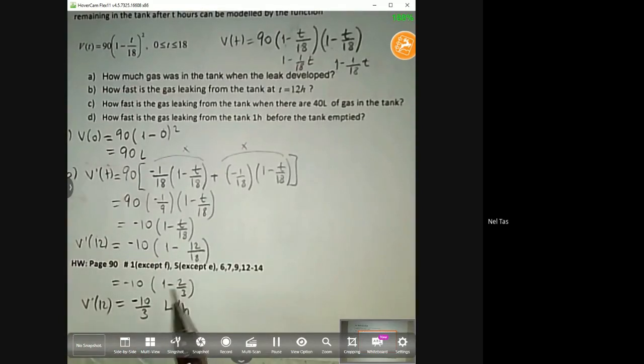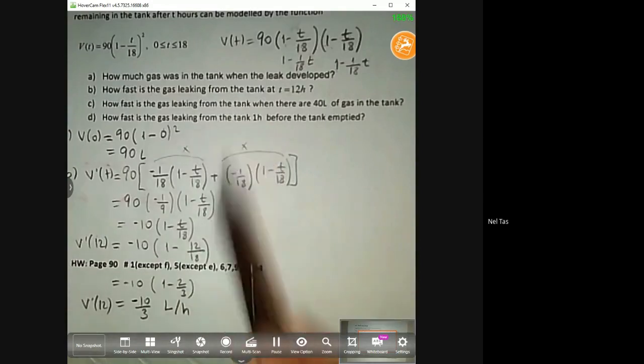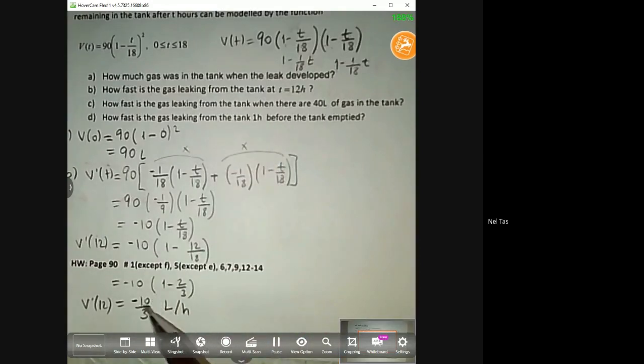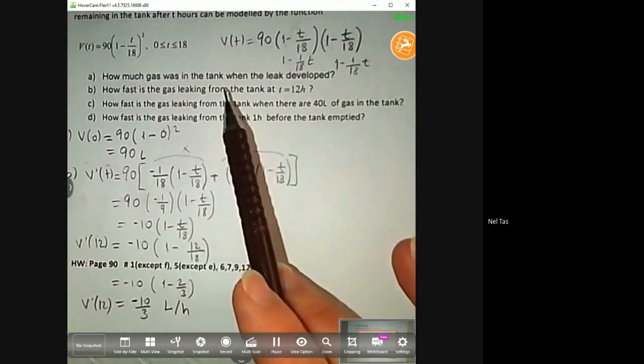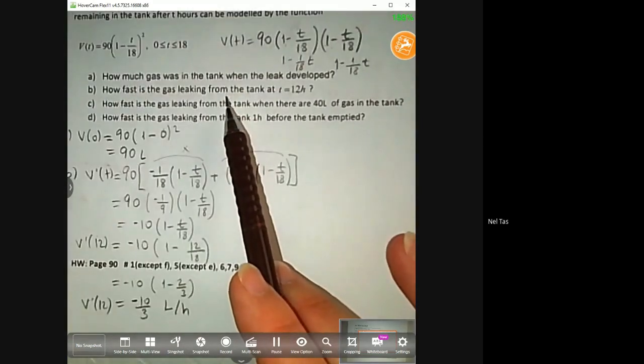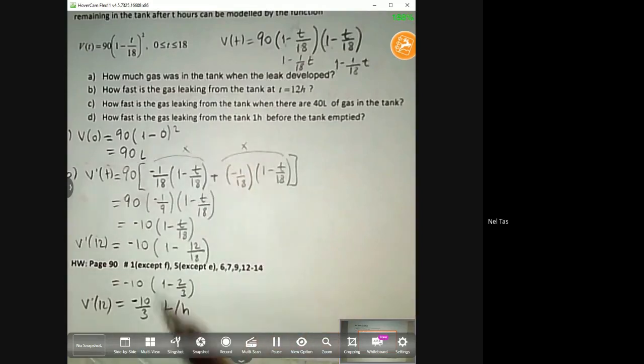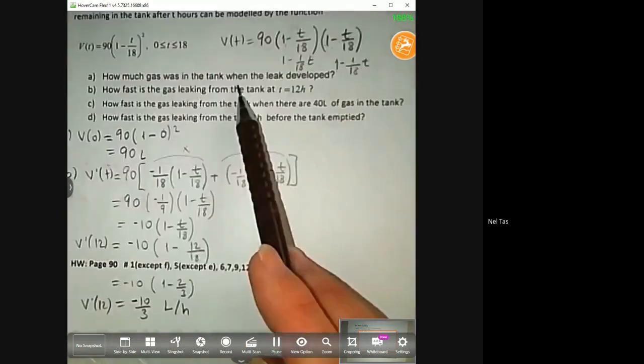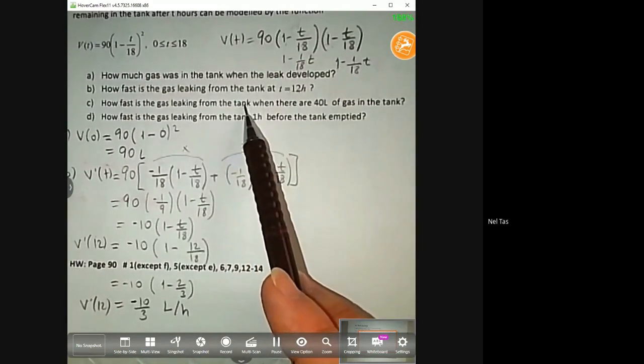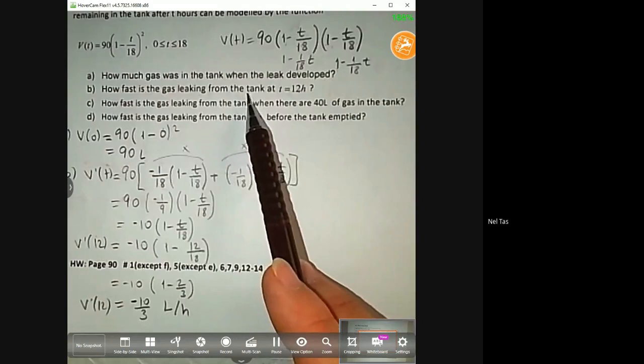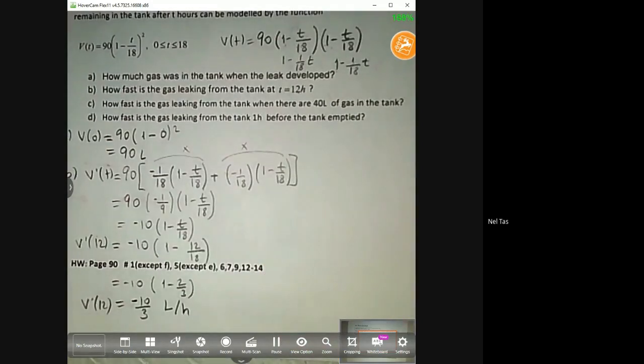This is how fast the gas was leaking, okay? Negative represents that there is less and less gas in the tank, it is getting less. That is the reason you see a negative sign. So let's say if the amount of gas was increasing in the tank, then this derivative would be a positive value. But in this case, it is negative. Again, this represents there is less and less gas in the tank.